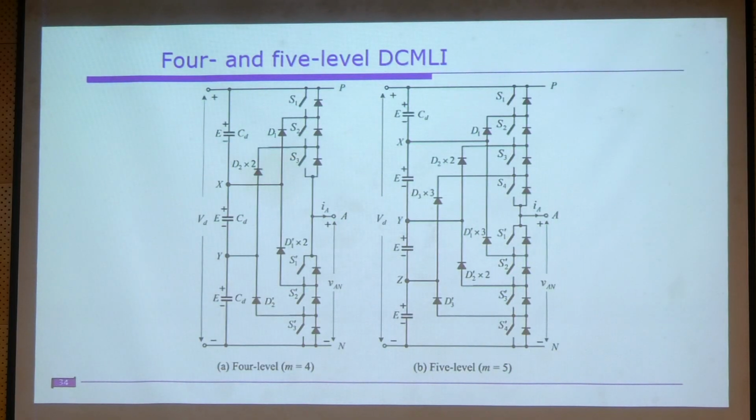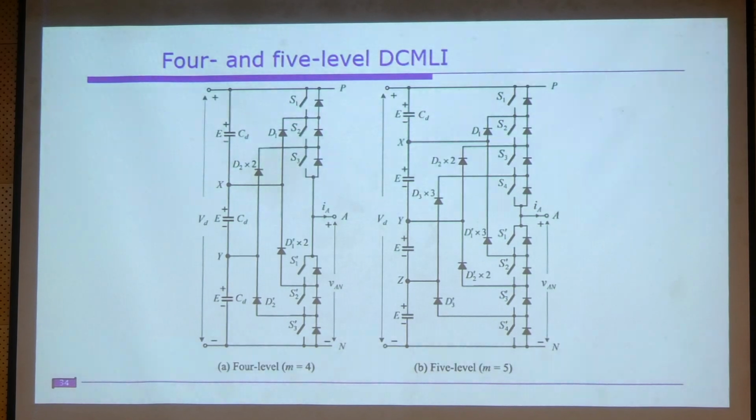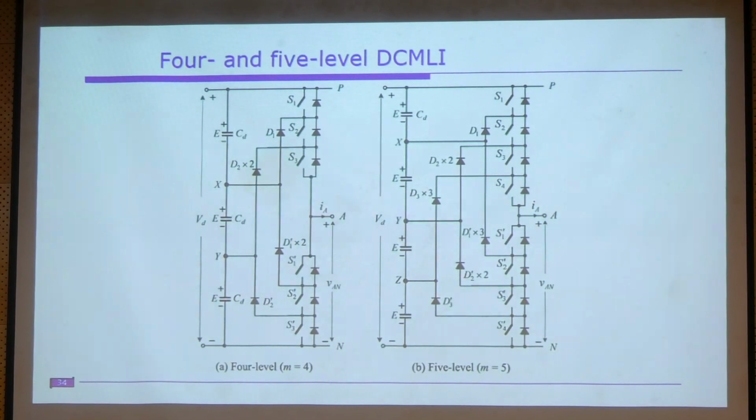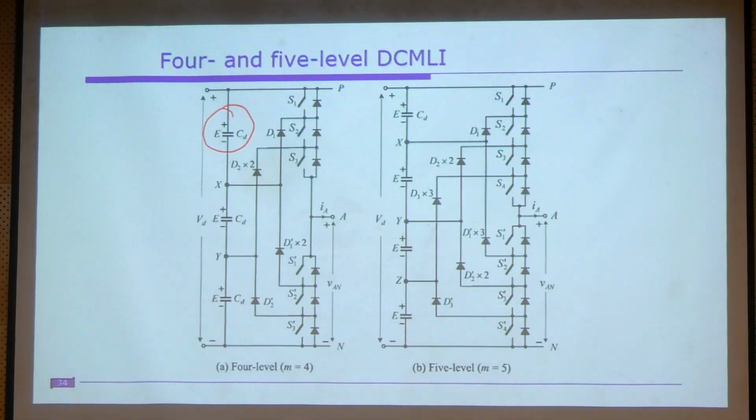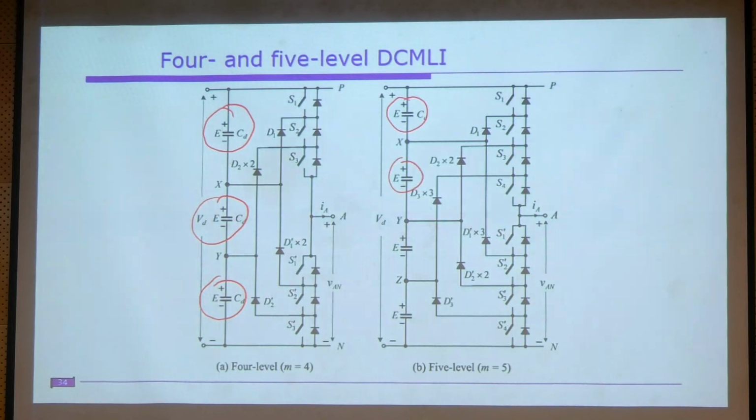If you want to extend this to higher levels like 4 level, 5 level, you again need to connect some additional circuits or devices, and we require additional DC sources. For the 4 level case, you require 3 DC links. If it is a 5 level case, you require 4 DC capacitors, DC voltage sources.